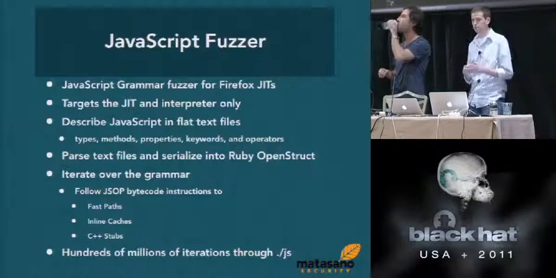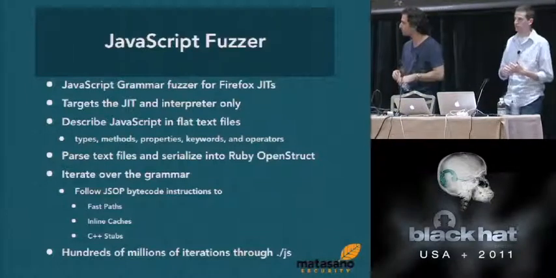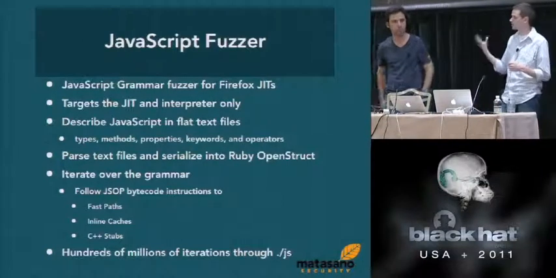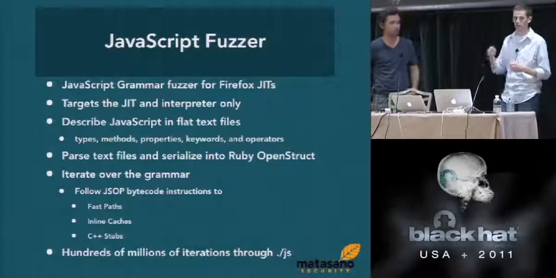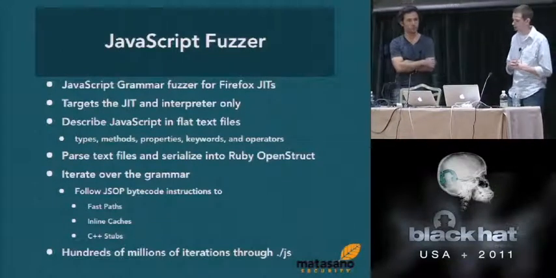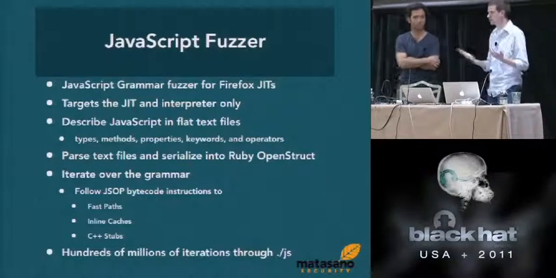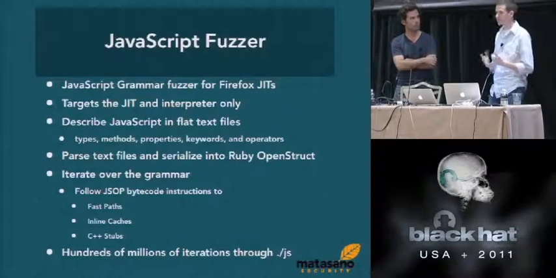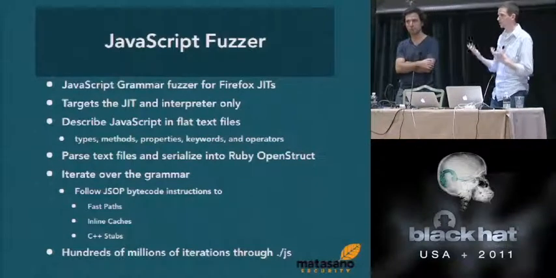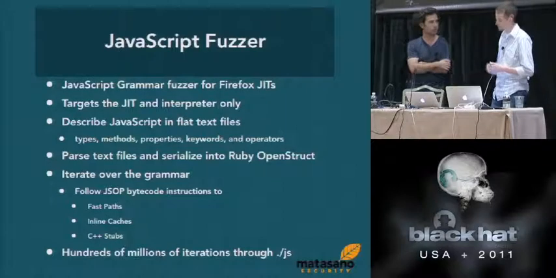What we're mostly interested in is bugs in the JavaScript interpreter itself and the JIT itself. So the way our fuzzer works is we took the Mozilla command line version of SpiderMonkey and fuzzed it that way, so we're able to get a lot more test cases in. And what we did was we took the ECMAScript spec, defined it in a bunch of text files, and then pulled those text files into Ruby, created some OpenStruct objects, and then iterated over them, calling the grammar in various different ways.